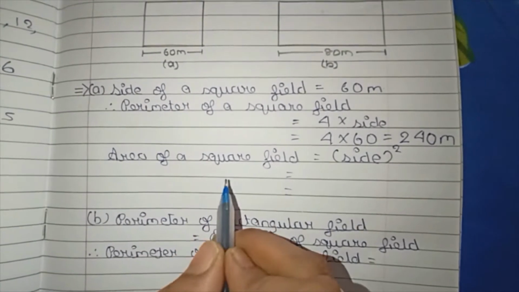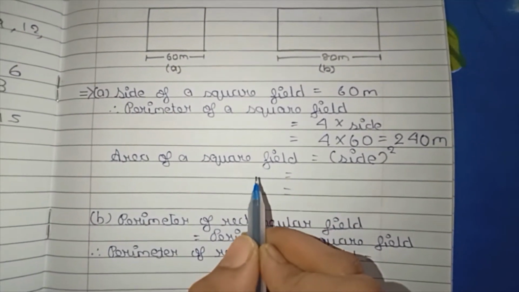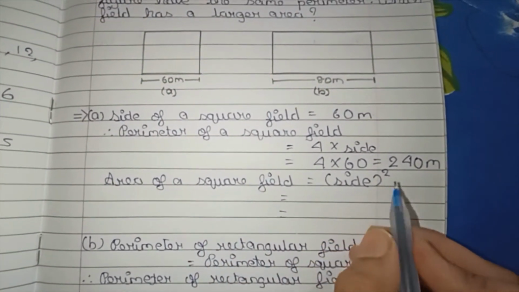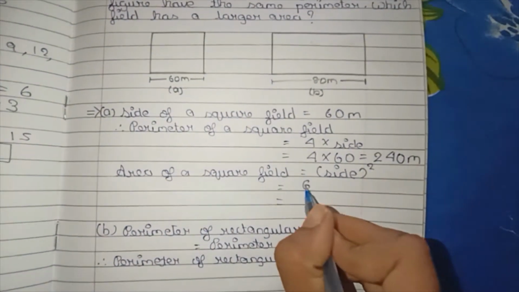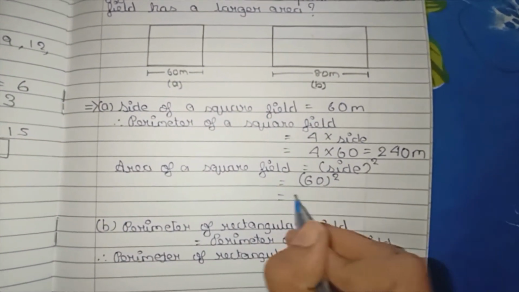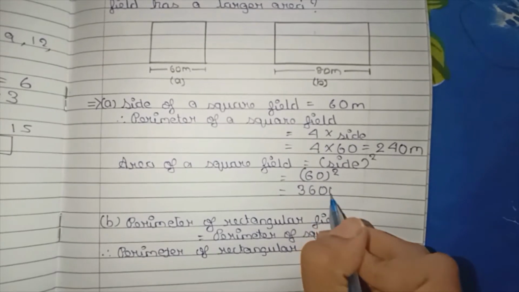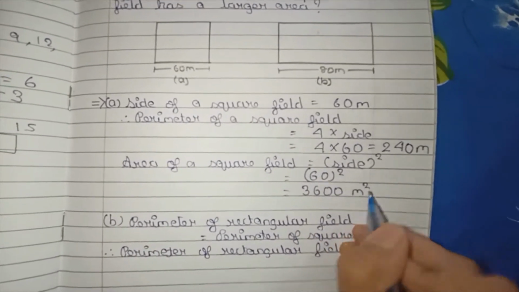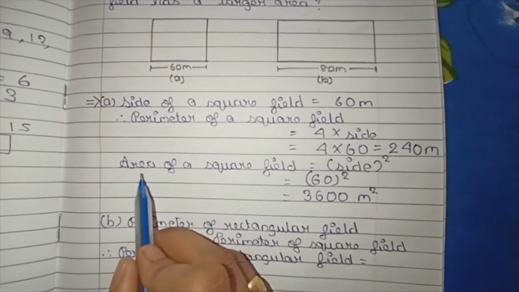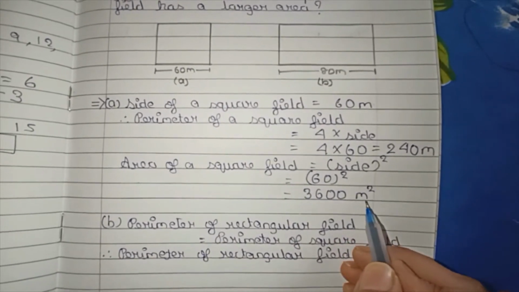Now the area of a square field. What is the area of a square? That is side square, and here the side is 60. So 60 square will give us 3600 meter square. As it is area, the unit will be meter square.